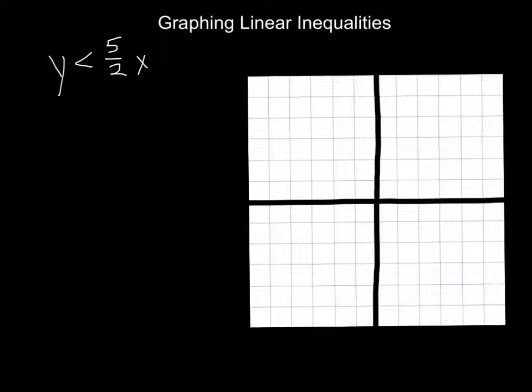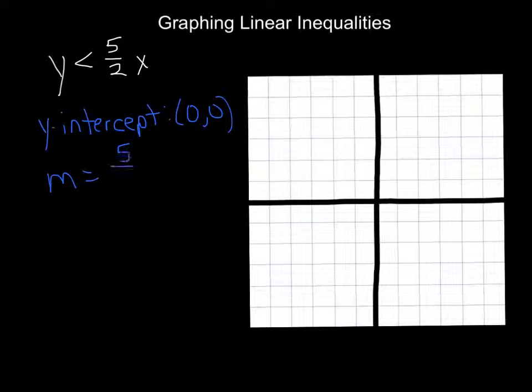Okay, with our next example, our y-intercept is 0, 0, and our slope would be 5 over 2 or -5 over -2. So we'll start with our y-intercept again. We can go up 5 and right 2, or down 5 and left 2. Now we only have a less than, not a less than or equal to. So that's going to be a dotted line.